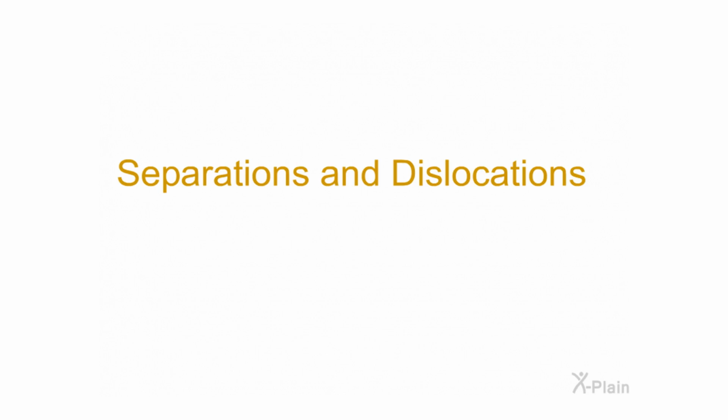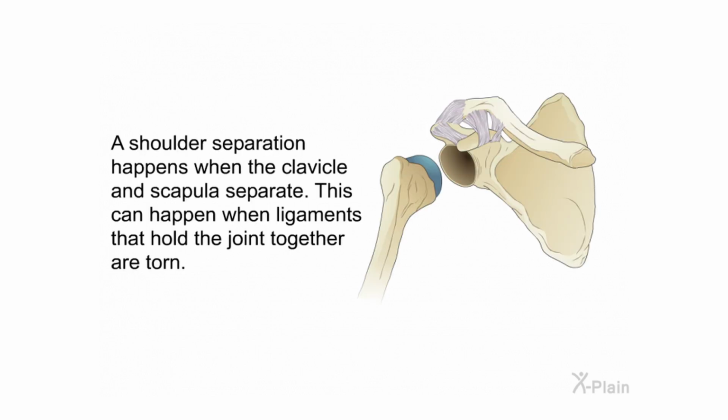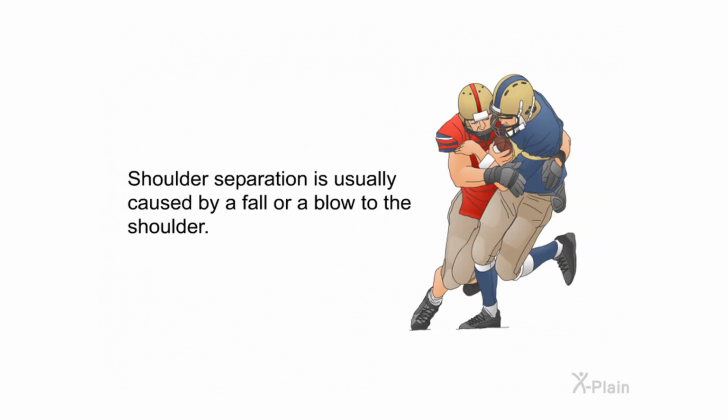Separations and dislocations. A shoulder separation happens when the clavicle and scapula separate. This can happen when ligaments that hold the joint together are torn. Shoulder separation is usually caused by a fall or blow to the shoulder.